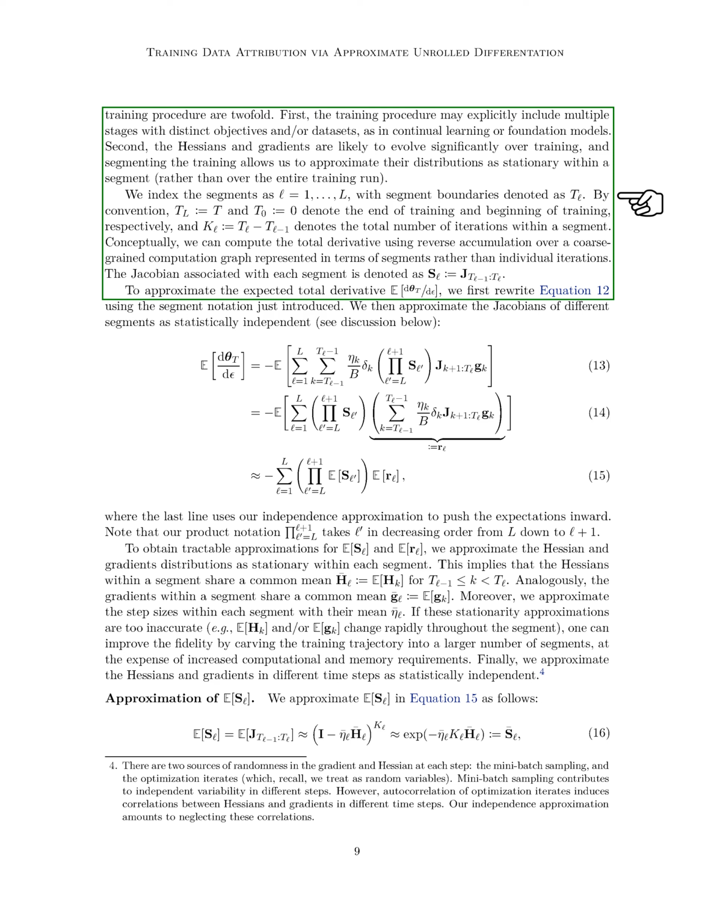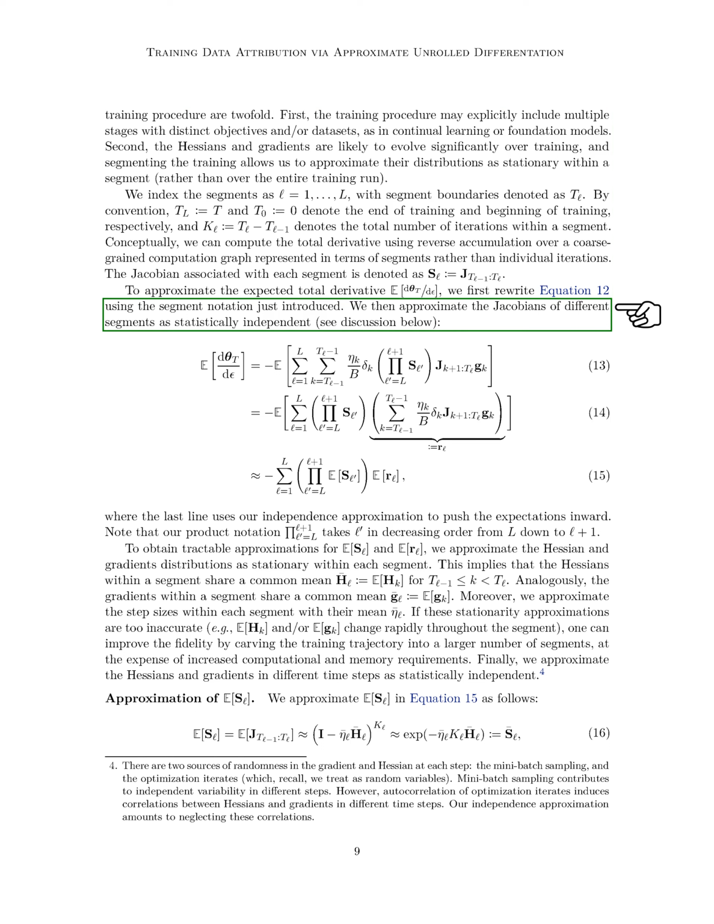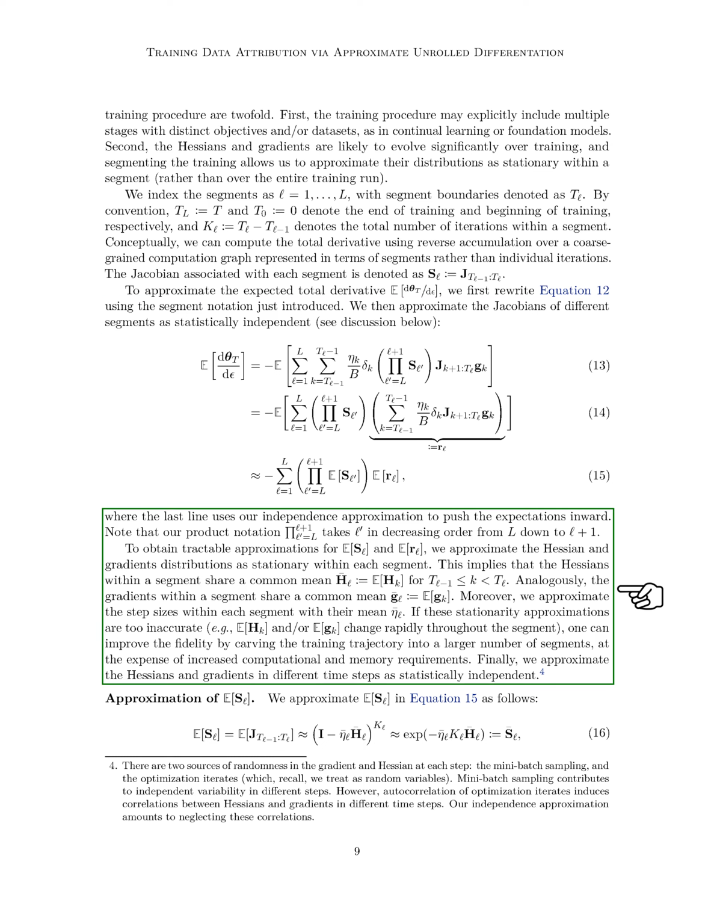The Jacobian for each segment is denoted as S_l equals J_{T_{l-1}, T_l}. To estimate the expected total derivative, we rewrite the equation using segment notation and assume independence of Jacobians across segments. To make tractable approximations for E[S_l] and E[R_l], we assume the Hessian and gradients distributions remain constant within each segment.